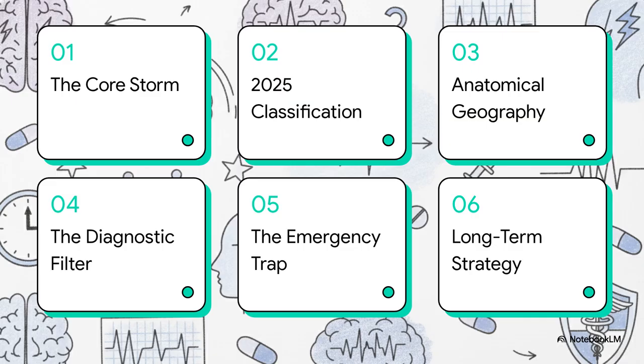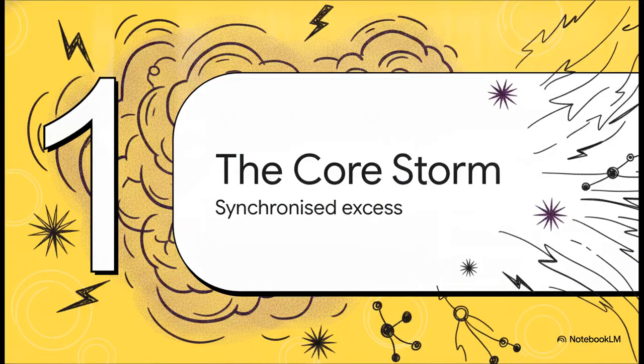So, here is our roadmap for decoding this mystery. We're going to start with the core storm, break down the brand new 2025 classification, map out the anatomical geography, apply the diagnostic filter, dive into a massive emergency trap, and finally wrap up with our long-term strategy. Let's jump in. Section 1.